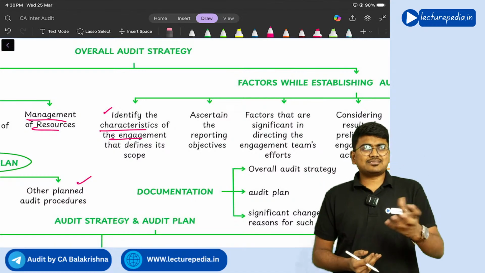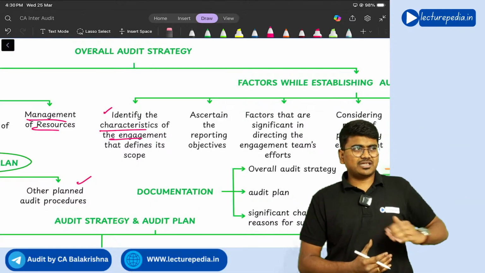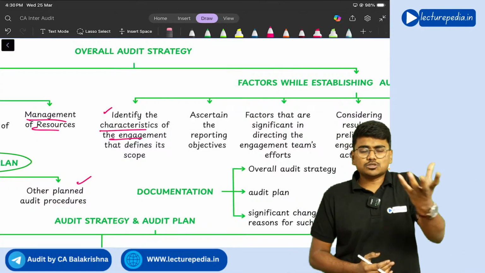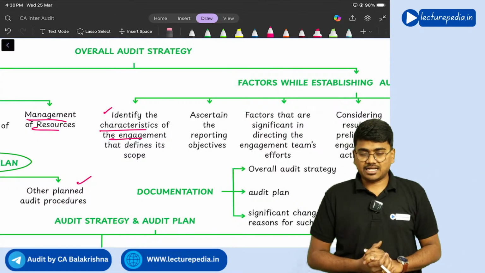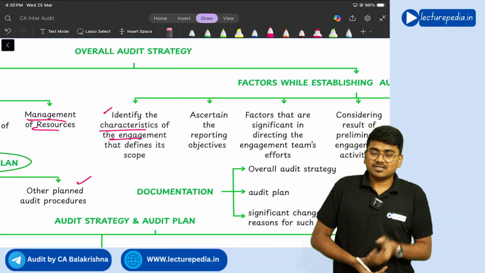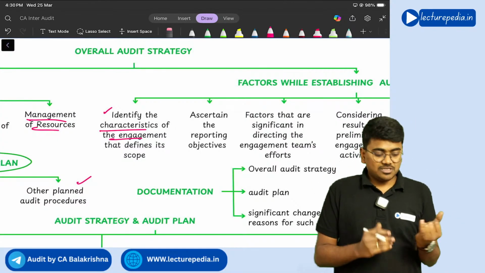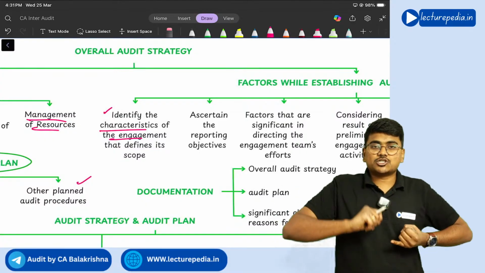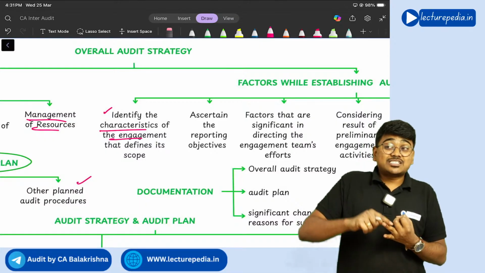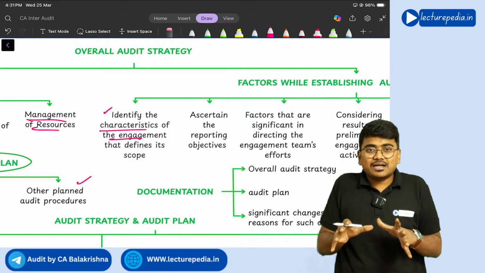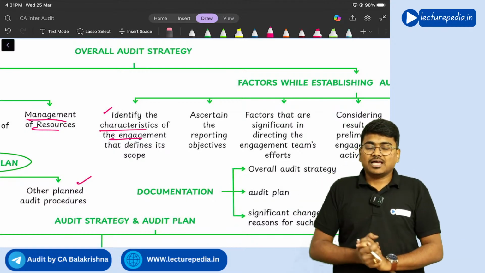See, characteristics of a person means whether he is tall, whether he is short, he is black, he is white. Those are characteristics of a person, right? Similarly, what are the characteristics of engagement? Engagement characteristics means which financial reporting framework is used for preparation of financial statements, in which type of industry this company is operating. All these come under characteristics of engagement.